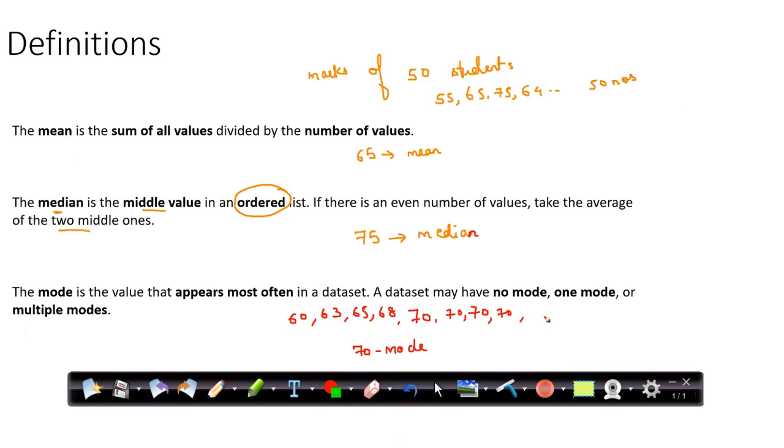So 70 is your mode, or you can have multiple modes. Multiple modes meaning you can also have bimodal, where maybe 10 students have got 70 as well as 10 students have scored 80. So in that case, 70 and 80 are the modes of the data set. So you can have no mode, one mode, or multiple modes. I hope this is clear.